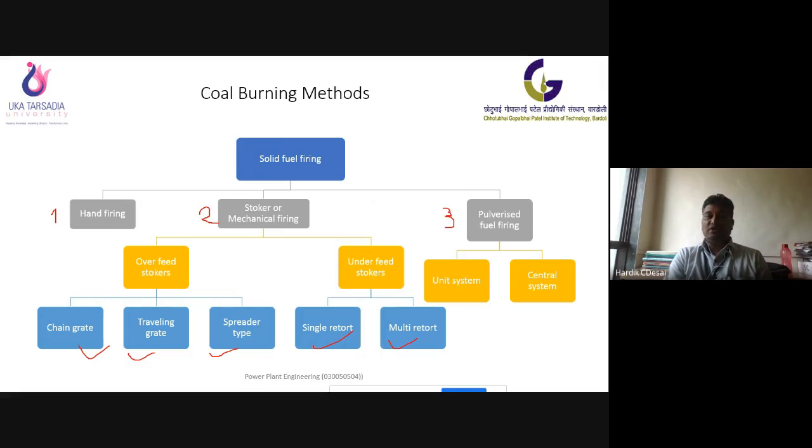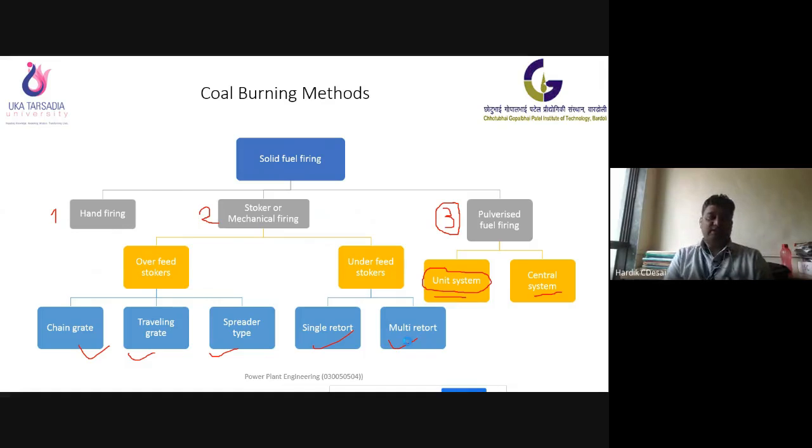The third one is the pulverized fuel firing. It is the most important and most famous type of fuel firing system nowadays. There are two methods for firing this fuel. The first one is called the unit system, and the second one is the central system. Between these two, the unit system is the most famous for pulverized fuel firing.